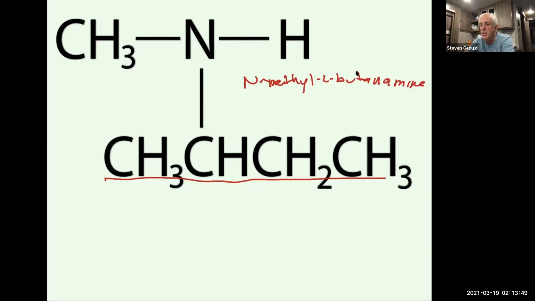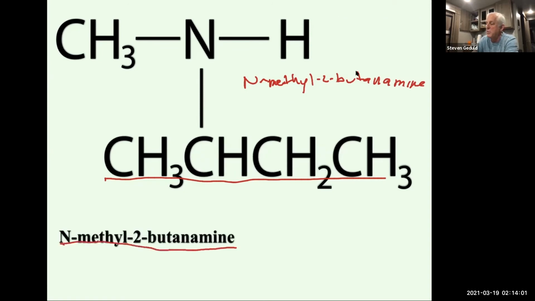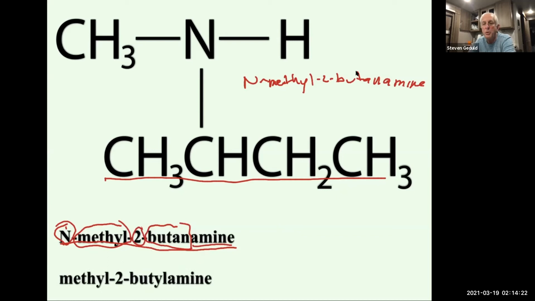Common name would be methyl 2-butyl amine. So N-methyl 2-butanamine. That's your systematic name, like we said before. That tells you it's secondary. That tells you one attachment is a 1-carbon methyl group. It tells you the other attachment is 4 carbons. Okay, with that number 2 being the amine group attached. So N-methyl 2-butanamine. Okay, and we said the common name was methyl 2-butylamine.